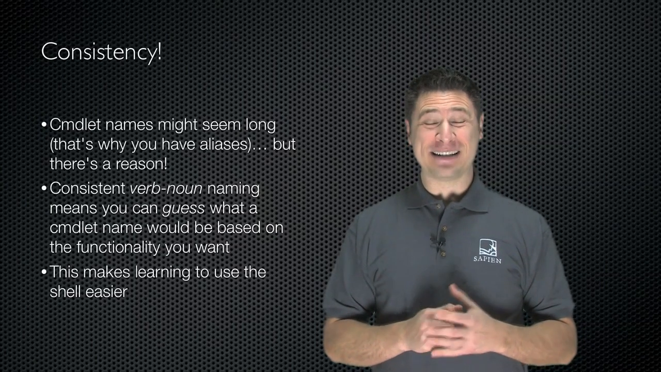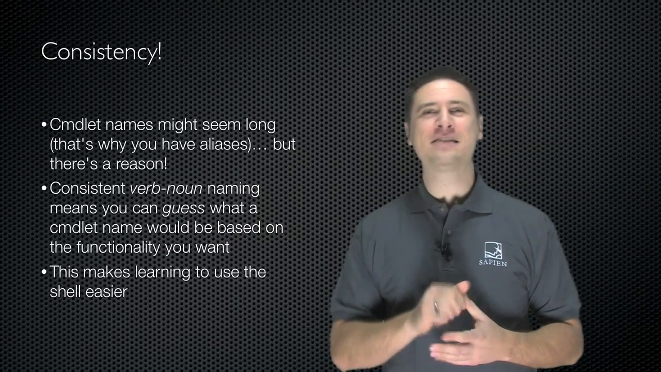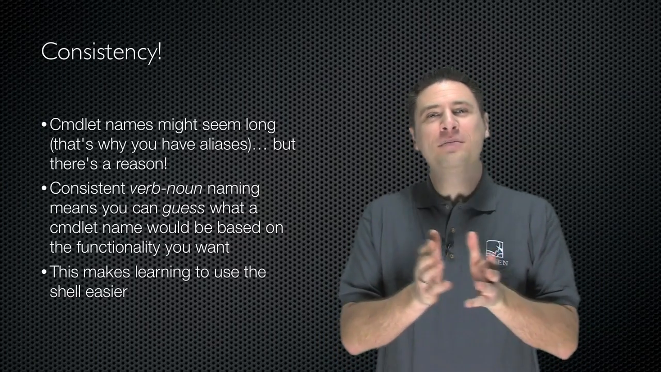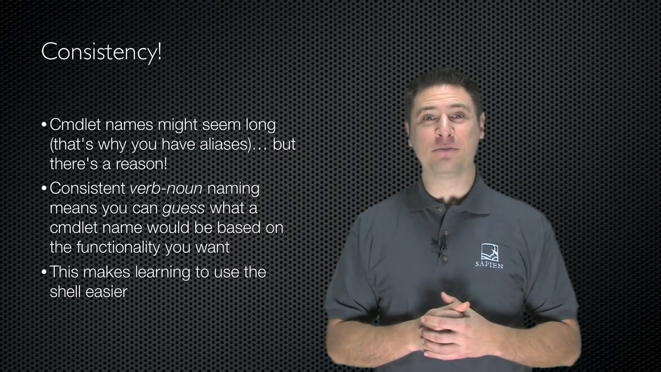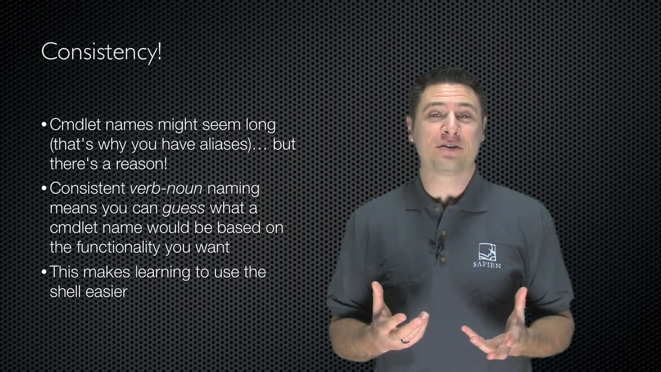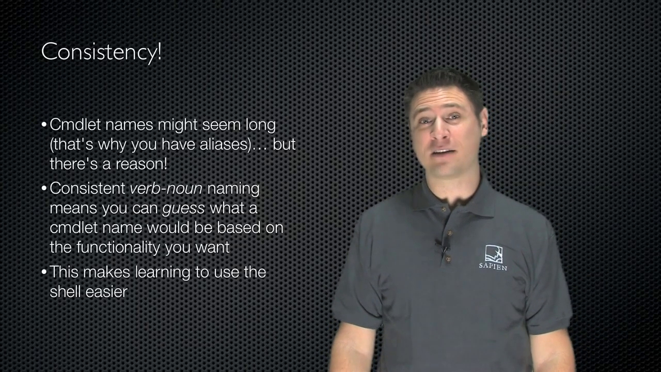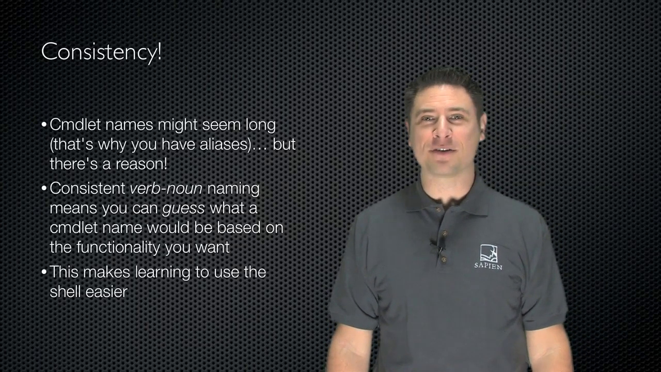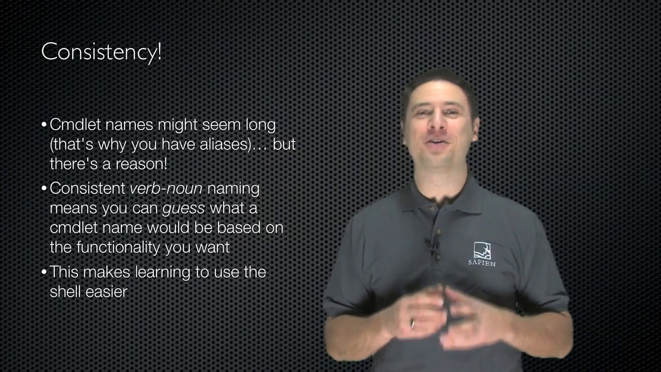These cmdlet names might seem long, and that's why you have aliases to shorten them up a little bit, but there's a reason they're long. See, that consistent verb-noun naming syntax means that you can guess which cmdlets would be available for a particular task. If you wanted to create a new service, for example, you might guess that the cmdlet name would be New-Service, and you'd be right. And see, this makes it easier to learn Windows PowerShell.